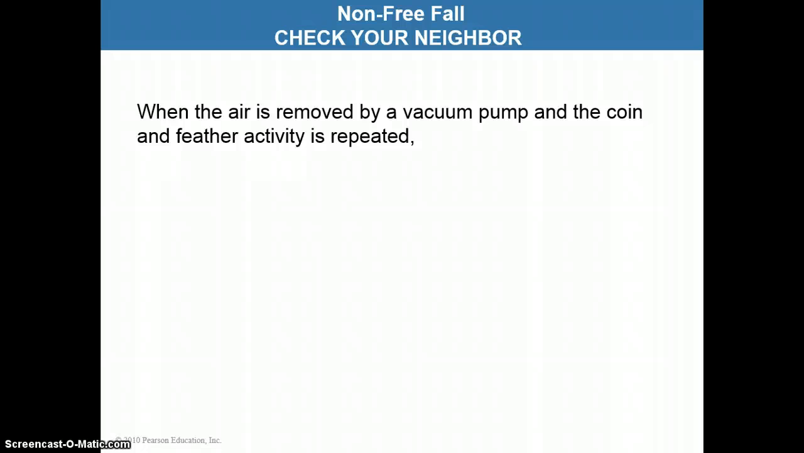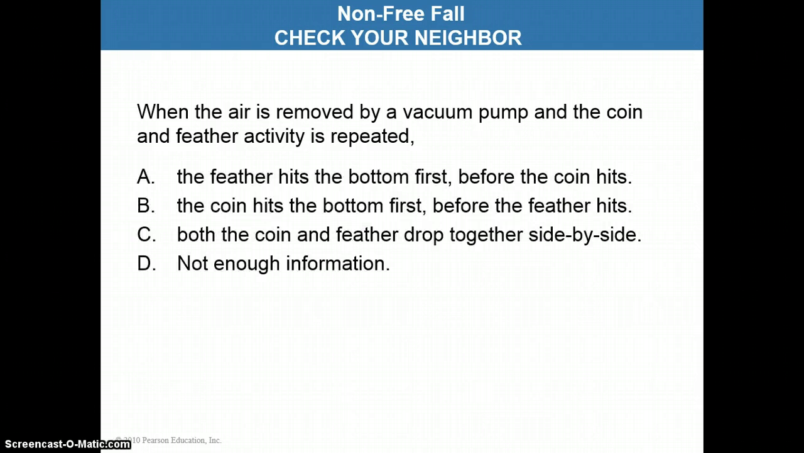So, another question for you. If I remove the air from that tube by a vacuum pump, and the coin and feather activity is repeated, which is going to hit the bottom first? The feather or the coin? Or will they both reach at the same time, or not enough information? Pause the video to determine your answer.